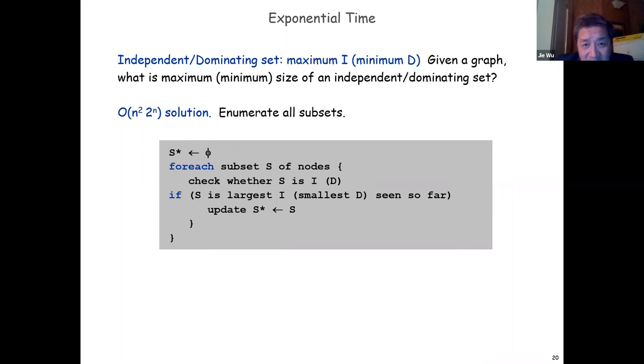Similarly, you can ask other questions, like given a graph, what is the maximum size of an independent set? Like what I just mentioned, you have lots of independent sets, small and large. So this is a little bit more expensive. You have to check all the sizes. That's not really difficult, but it's not that efficient. You have to look at all the subsets and record the size of the largest independent set. So that's the one. I skip the dominating set concept.